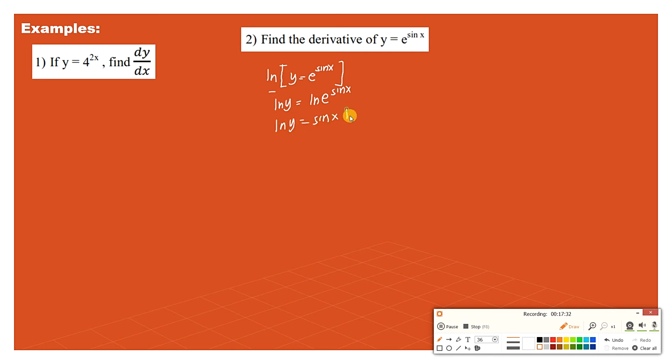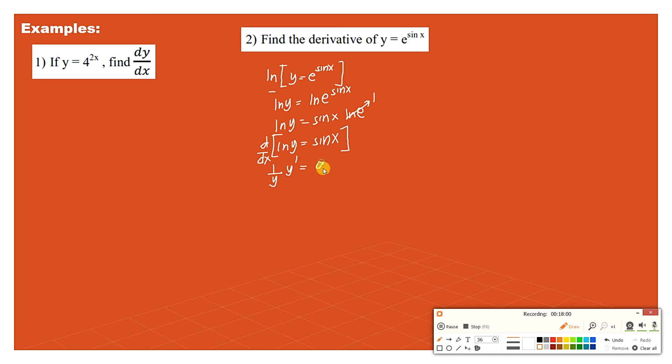Sin x, ln of e. Yan. Diba mas madali? Kasi ang ln of e ay 1. So, parang ln of y is equals to sin x na lang. Yan. Saka natin i-derive. So, na-eliminate natin yung exponential. Derivative of everything with respect sa x. So, again, derivative ng ln of y is 1 over u, where u is our y, dy over dx is y prime is equals.